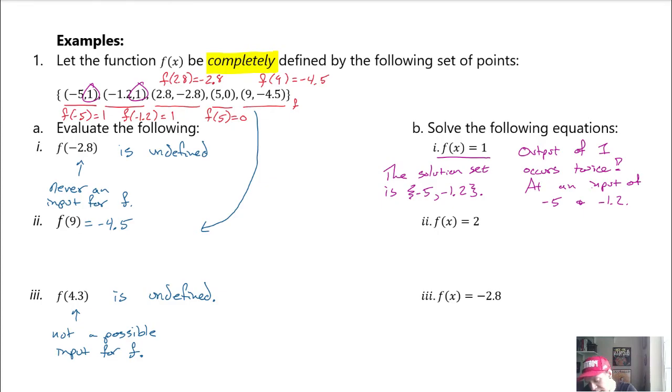The next example says solve f of x equals 2. And looking back through our list of points, none of these points have an output of 2. Not a possible output. So we can say the solution set is empty. It's the empty set because there are no solutions to that equation.